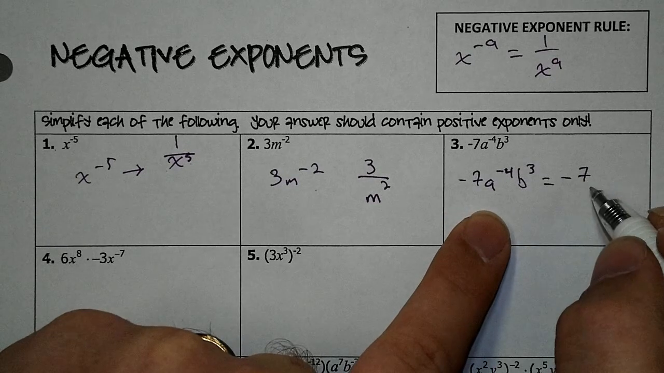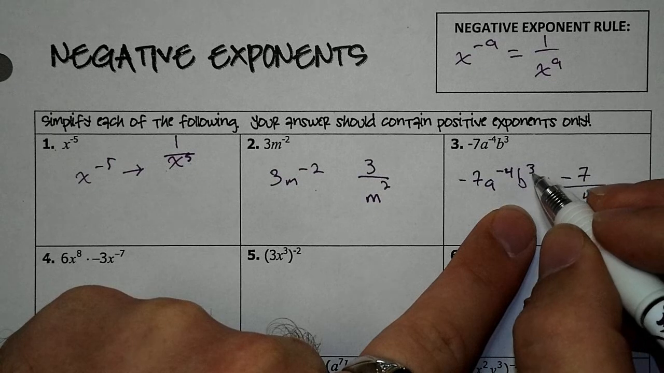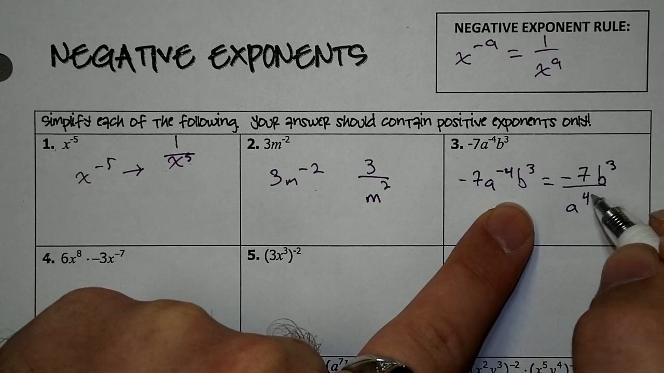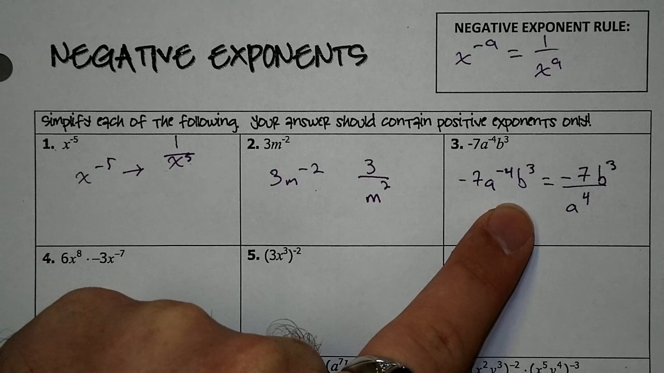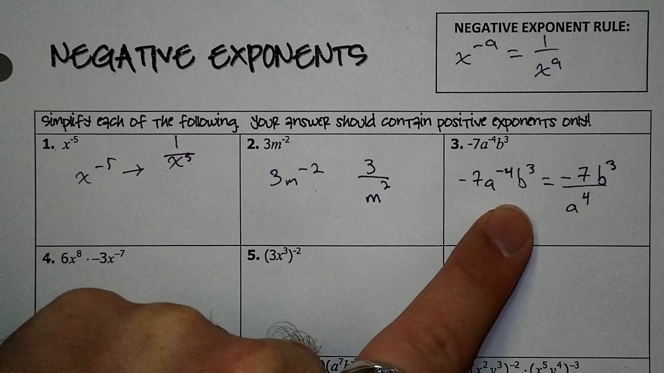A to the negative 4, that's going to go to the bottom of the fraction, so a to the 4th. B to the third, it's already positive, so that one stays on the top, so this would be negative 7, b to the third over a to the 4th. The only time you move it to the bottom is when the exponent is negative.